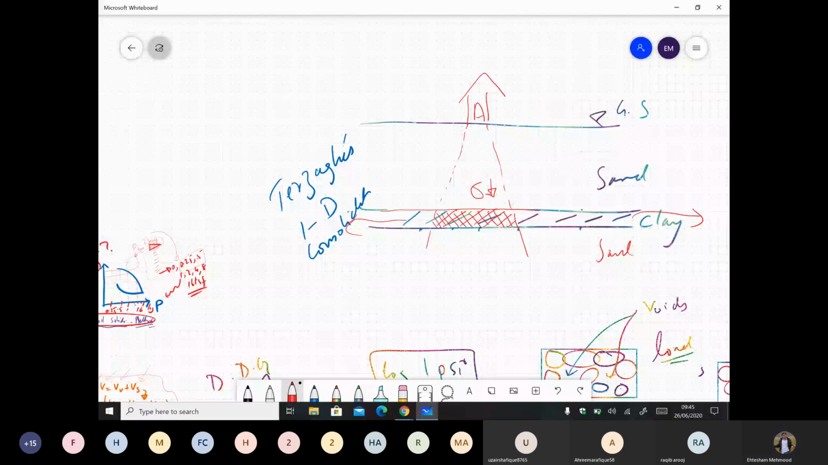In real life, the water would definitely move on the sides, in the area where the clay and water are in equilibrium and normal condition. Water can move in the horizontal direction also. But for our consolidation theory, we say that water will only move in the vertical direction, maybe upward or downward. Is it clear?